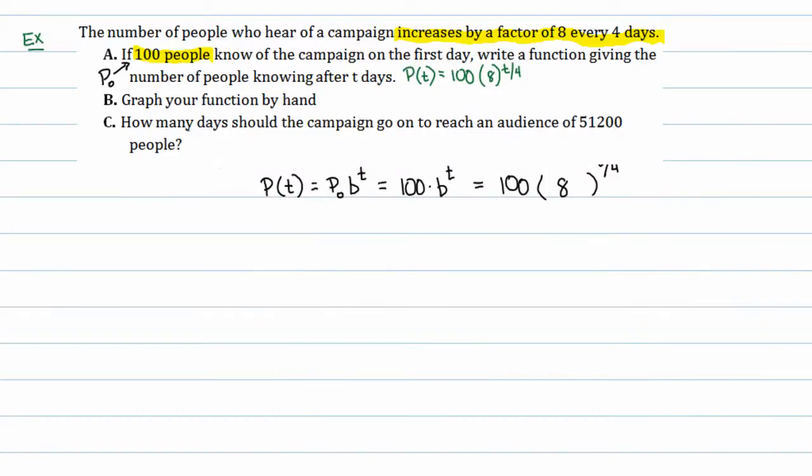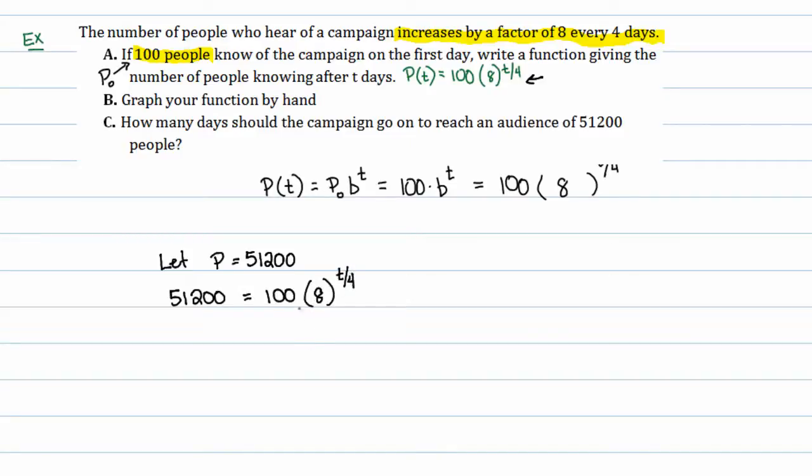Now, part C of this problem is a really interesting part. It says, how many days should the campaign go on to reach an audience of 51,200 people? Remember, our function is this. The number of people who know is equal to 100 times 8 raised to the t/4, where t is the number of days that have gone on. We want to know when that number of people is going to be 51,200. In other words, we're going to let p equal 51,200. So let's go ahead and do that. 51,200 must equal 100 times 8 raised to the t/4.